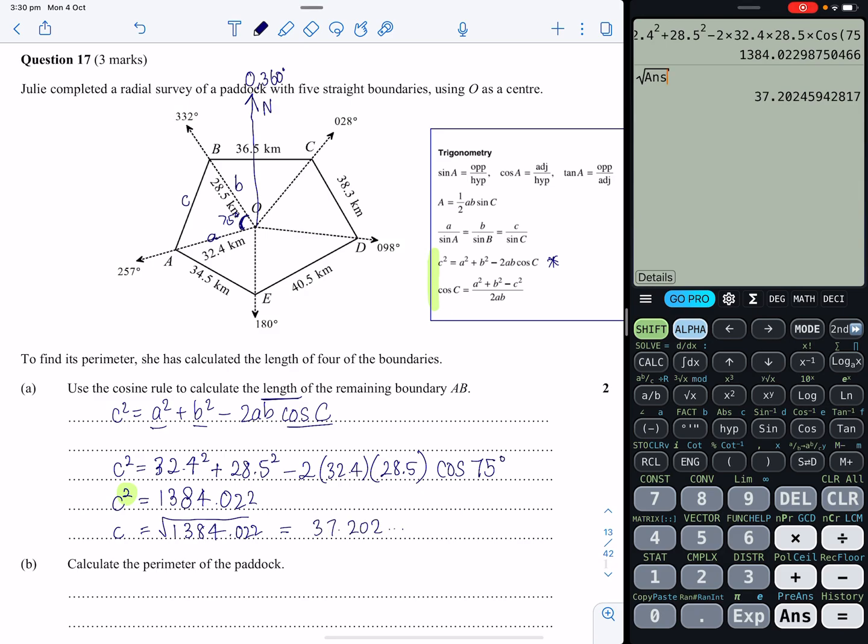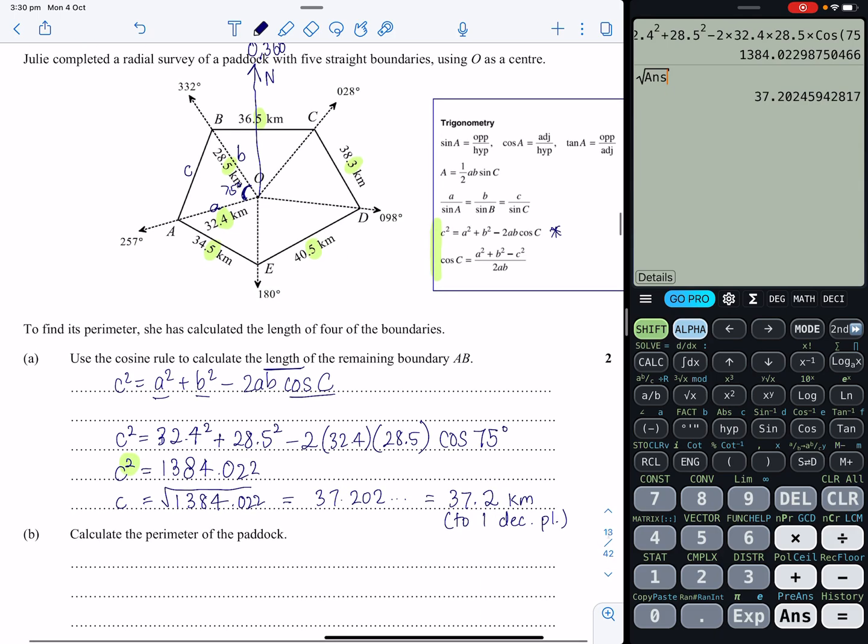37.202. And we're just going to check to see if the question has asked for it to be left in any particular way, and it doesn't actually say anything. In this situation, you can make one up and say that's equal to 37.2 kilometers, and it makes sense to say that because everything else is to 1 decimal place, so you can make a decision to copy the format of the rest of the question, and we can then write to 1 decimal place.